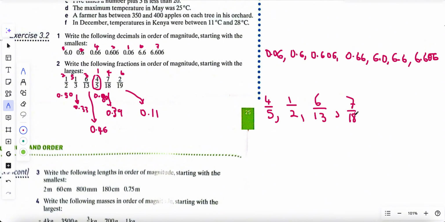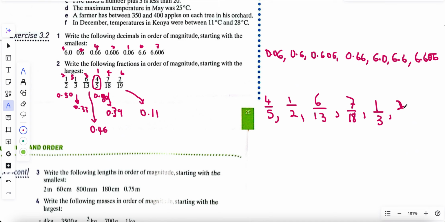Okay. Then after our 7/18, the next one is 1/3. So you write 1/3 as our next one in the order of largest to smallest. After 1/3, the last one is 2/19. So this is how you arrange it.